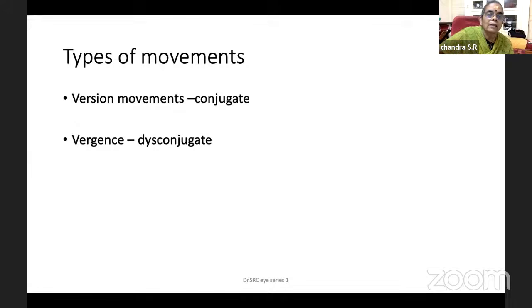Then the types of movements are versional movements and vergence movements. What is this term, version movements? They are conjugate. Conjugate means both eyes are moving simultaneously. Vergence movements mean disconjugate movements, where each eye is moving in a non-cooperative way. Vergence is either convergence or divergence, whereas version is movement to the right or movement to the left. Conjugate movements are called versional movements, and disconjugate movements are called vergence movements.